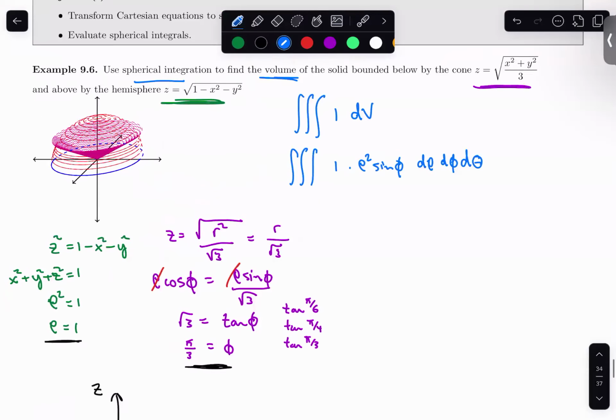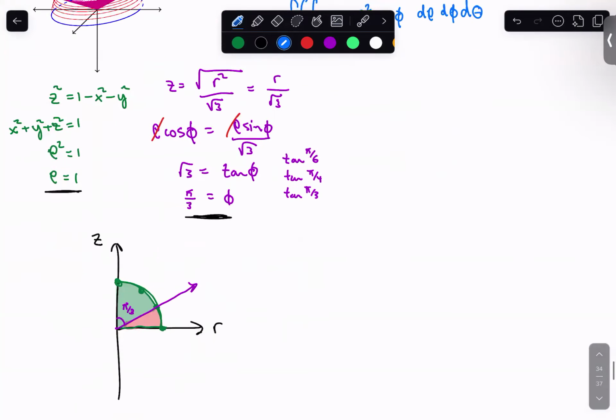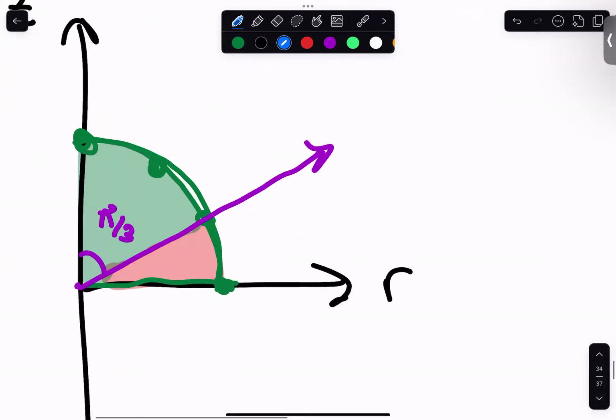It says that we want the volume of the solid bounded below by the cone. So that means that the cone should be on the bottom and bounded above by the hemisphere. So I want the cone on the bottom and I want the hemisphere on the top. Hopefully you can agree that the purple line here, which represents the cone, is on the bottom of the green region, and the hemisphere, that green line, is on top of the green region.